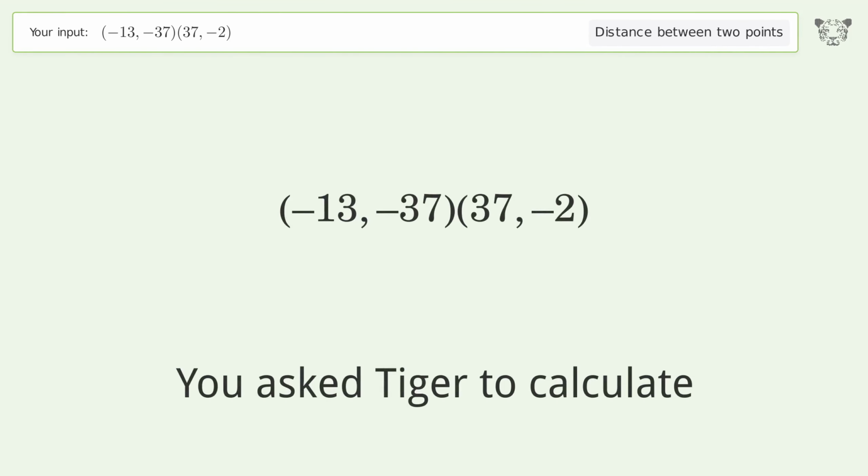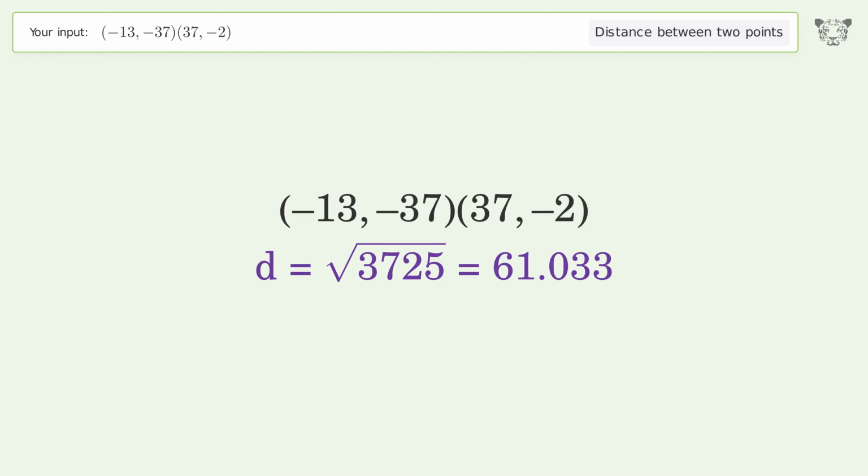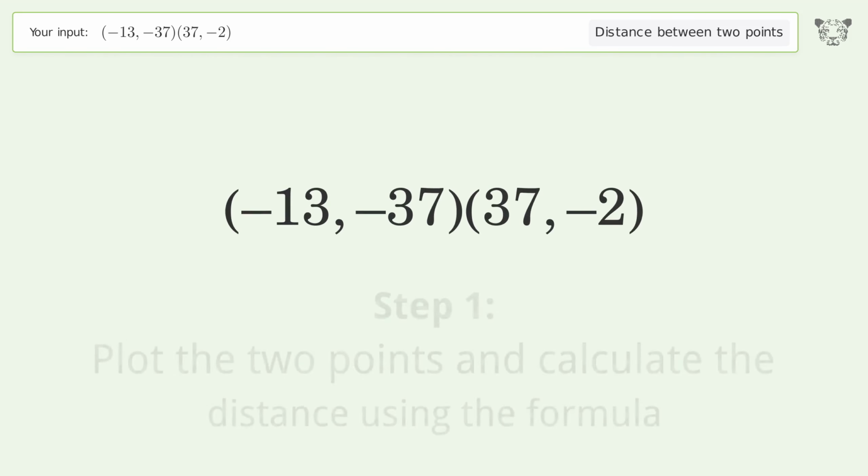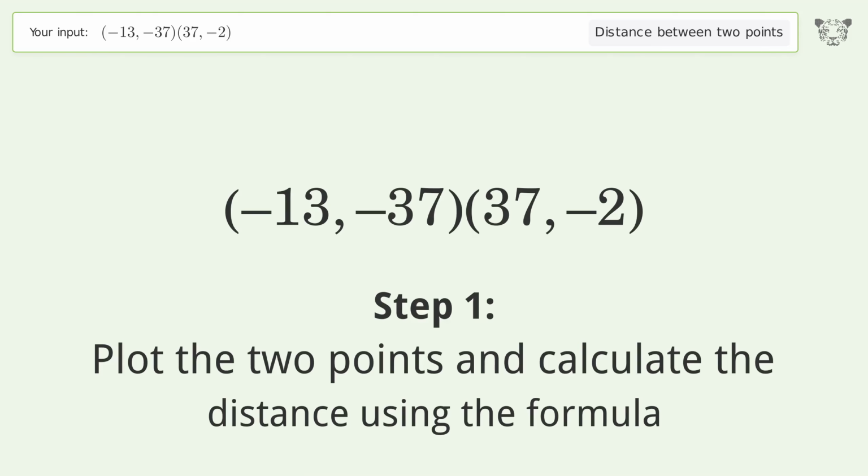You ask Tiger to calculate. This deals with the distance between 2 points. The distance between the 2 points is the square root of 3,725 or 61.033. Let's solve it step by step. Plot the 2 points and calculate the distance using the formula.